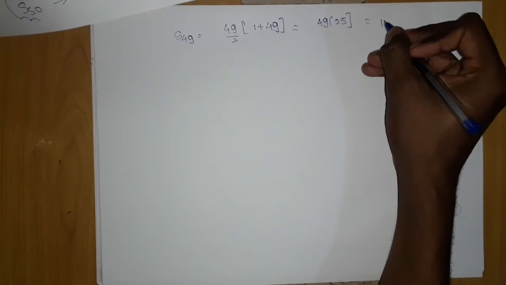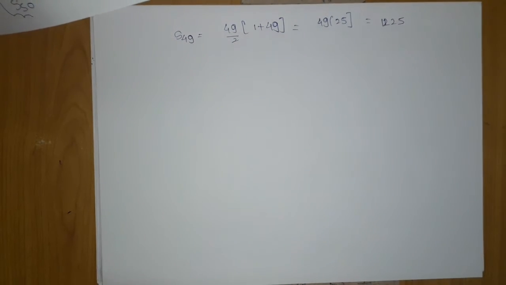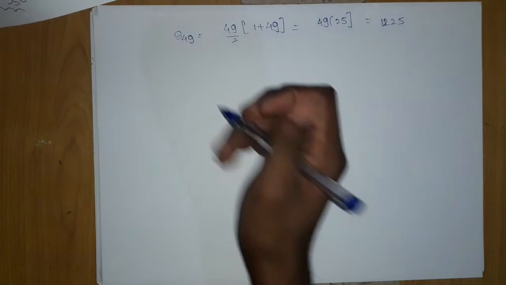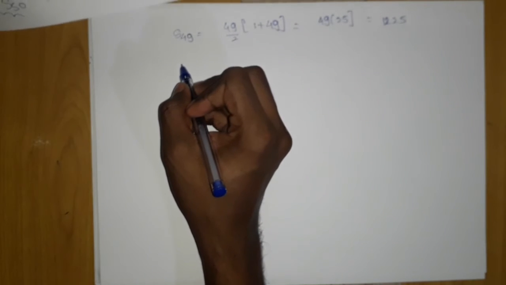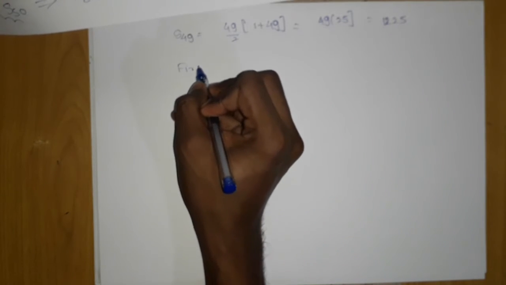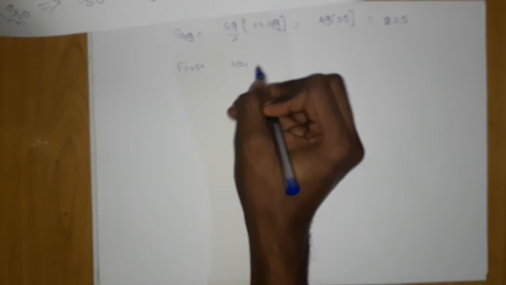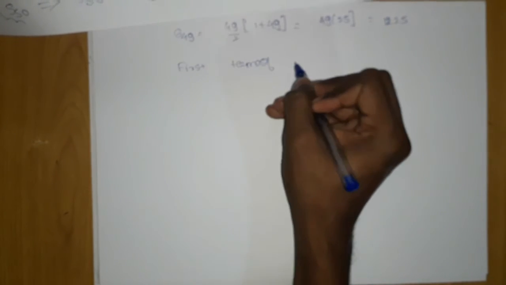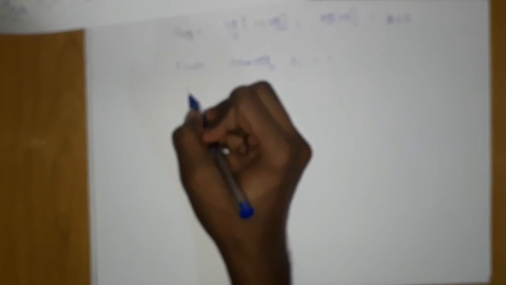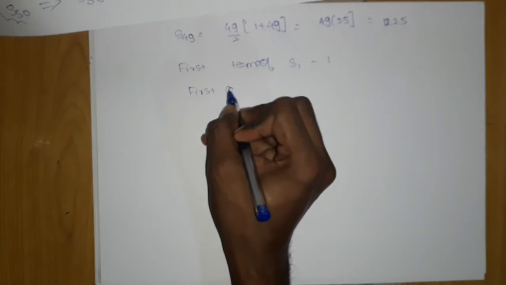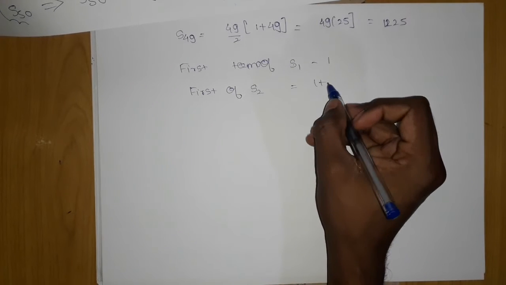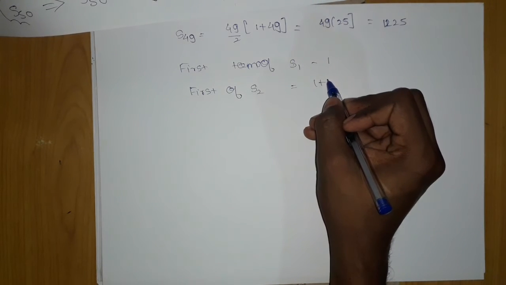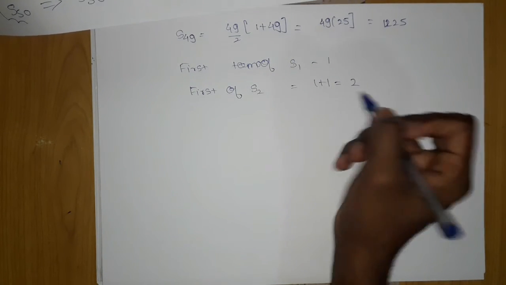Okay, it is 1225. Now we got S49. Now let's discuss the first term. The first term of S1 is 1. The first term of S2 is 1 plus 1, which is 2.